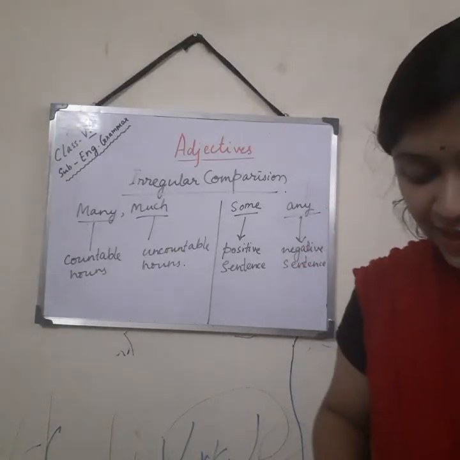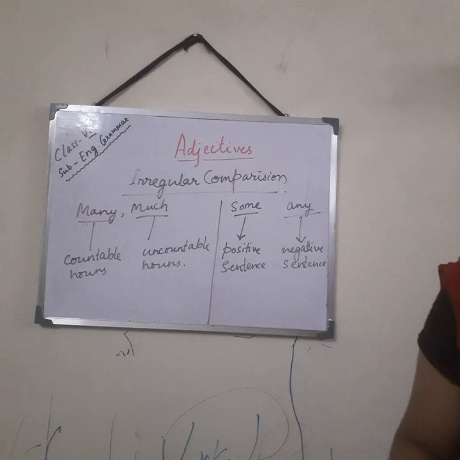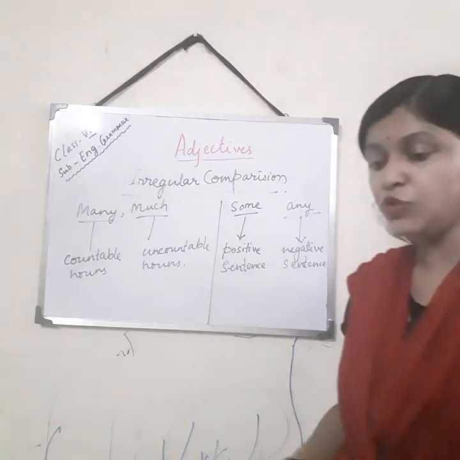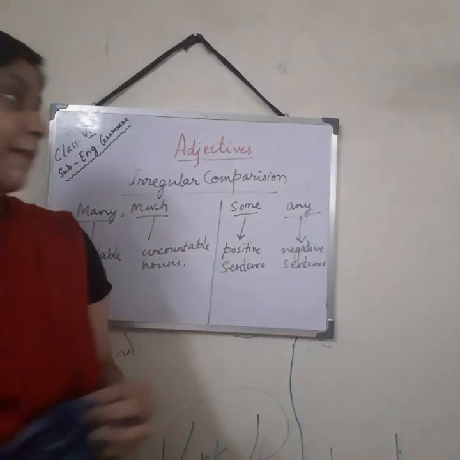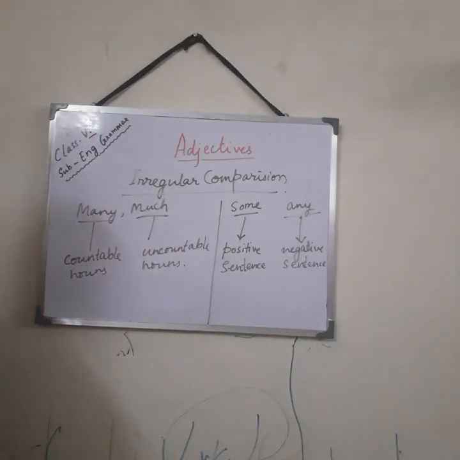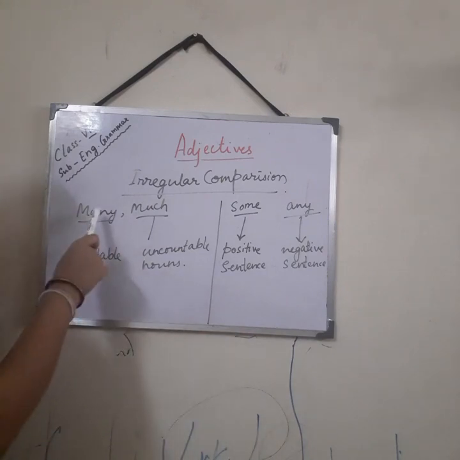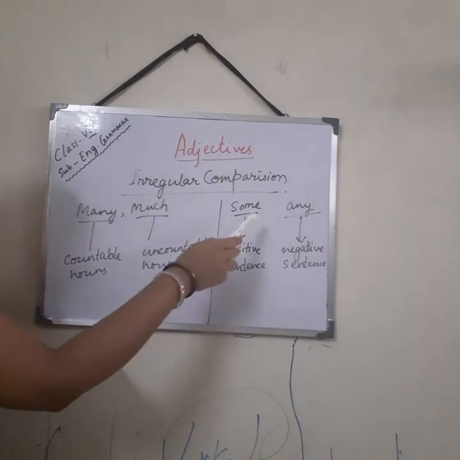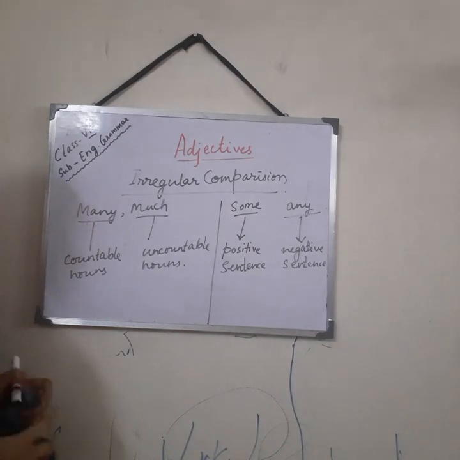Now with this knowledge, let us try to solve two exercises, H and exercise I. Both of it let us do in book. Later you can copy it in your copy. Okay, so we learned about two different sets of words. First being many and much, the second being some and any.